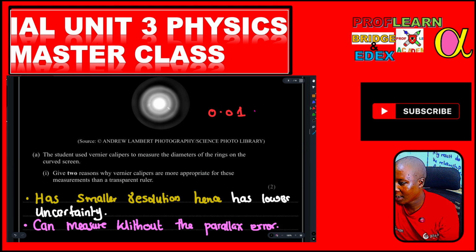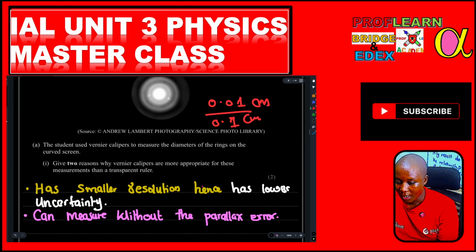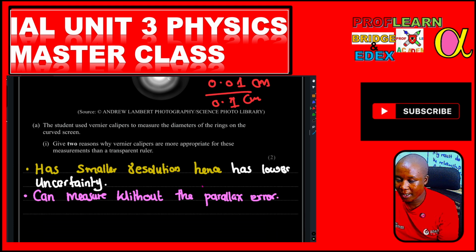0.01 centimeters. So you can see it has a lower resolution, but for a meter rule it is 0.1 centimeters. So you can see this one has a larger uncertainty compared to the vernier calipers, which has 0.01. So basically a small resolution, hence low uncertainty, and it can also measure without parallax error.